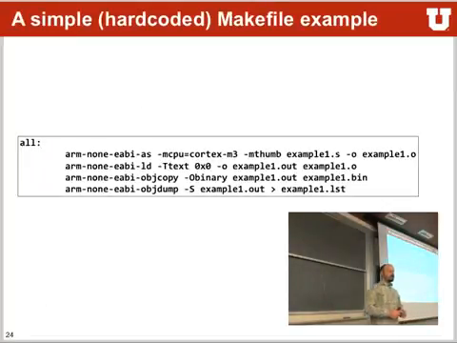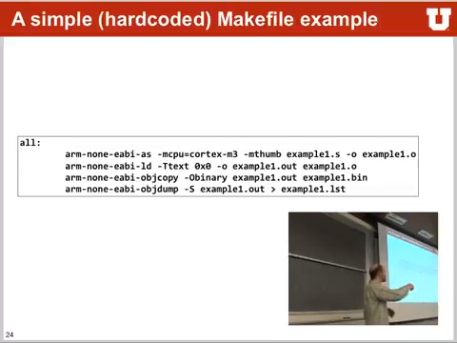A simple hard-coded make script could generate your assembly file and actually does all these steps in one, and you will do that next week in lab number 2. We first execute the assembler. We tell it that we have a Cortex-M3, thumb code, our assembly script, and we want to generate an object file. Right? That's the first step. We now have an object file.